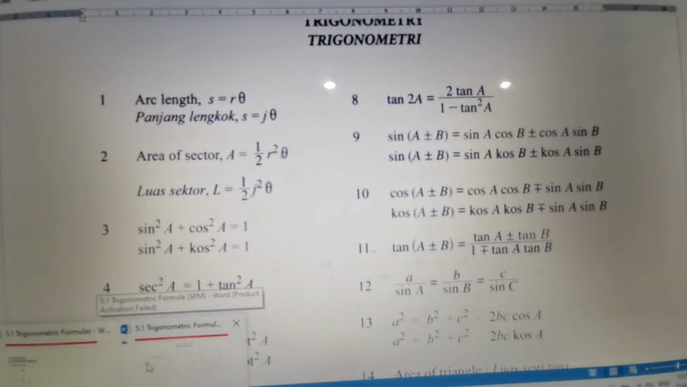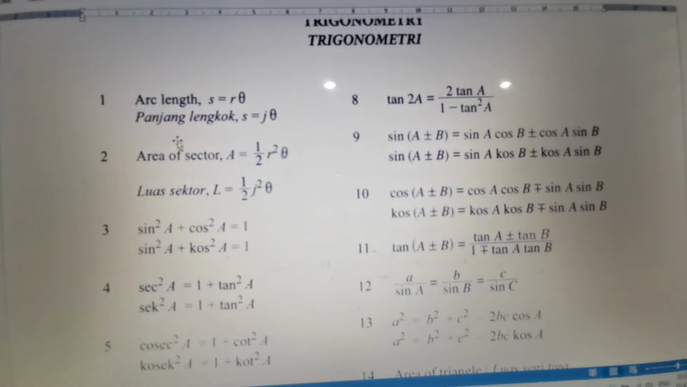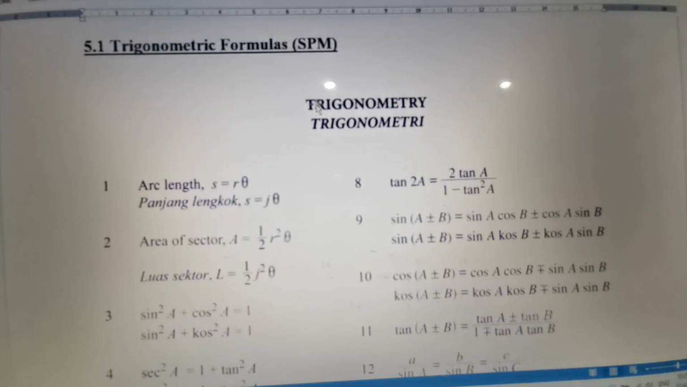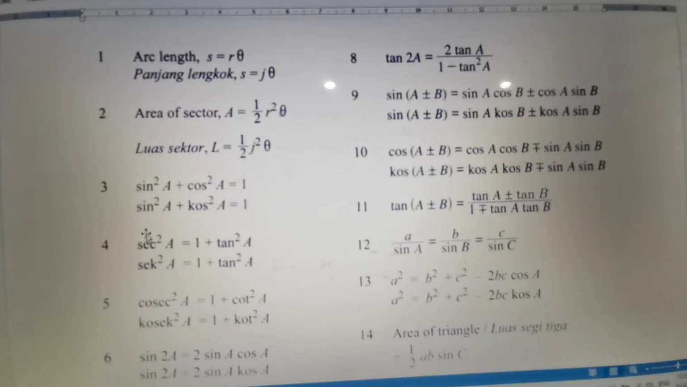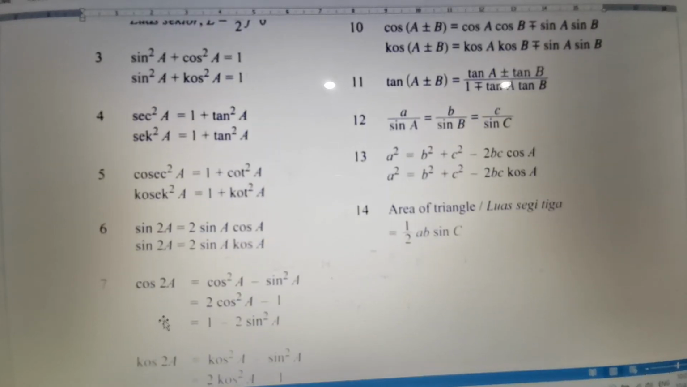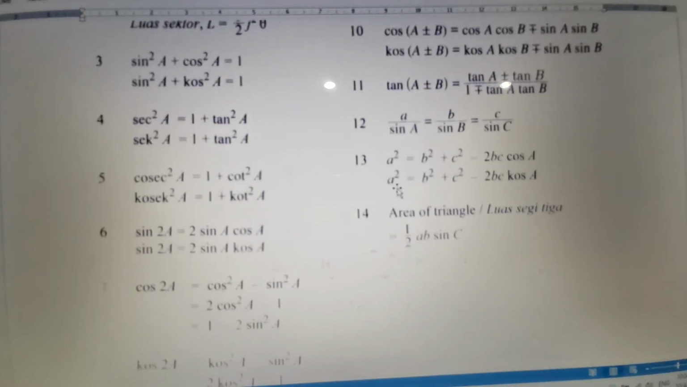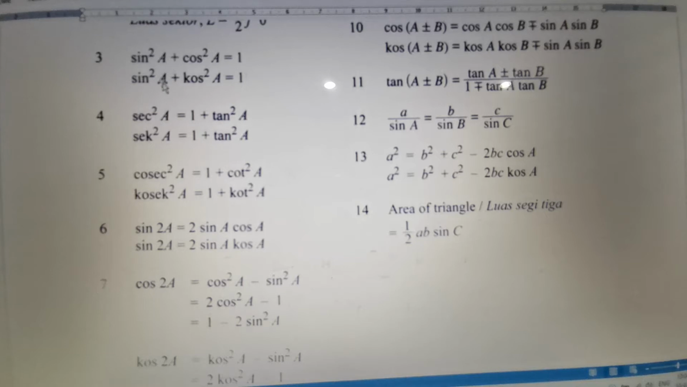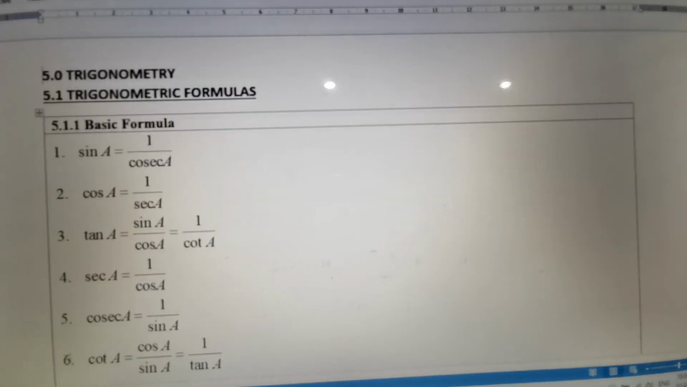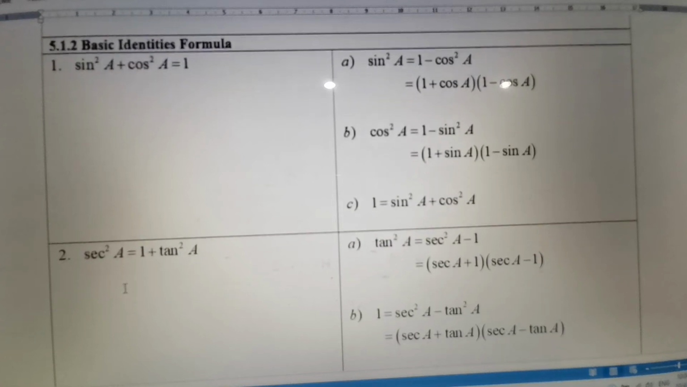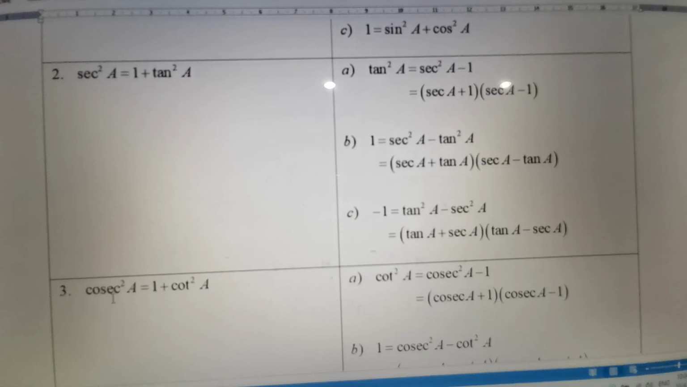Basic formulas, this is the SPM formula under trigonometry, which will be provided. You can see from 3, 4, 5, 6, 7, 8, 9, 10. So all these 3, 4, 5, this one is the basic identity. Basic identity you can see in your notes. Can you see number 1, number 2 and number 3 down here?